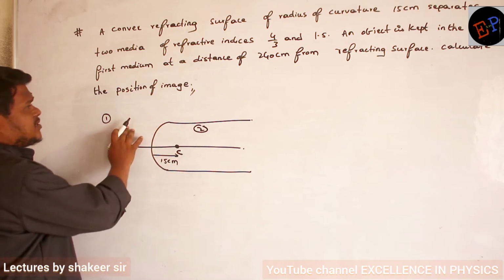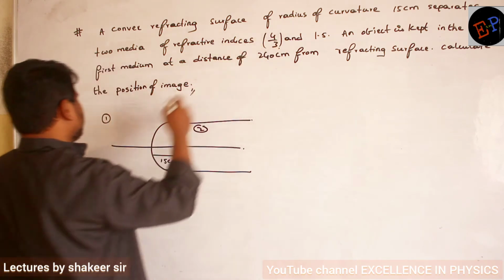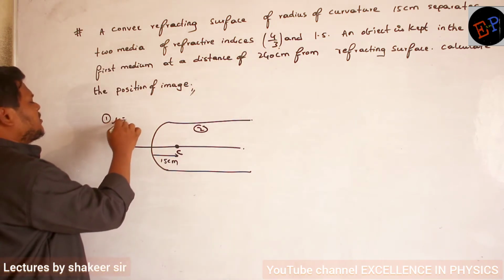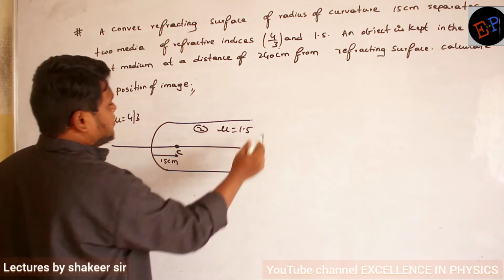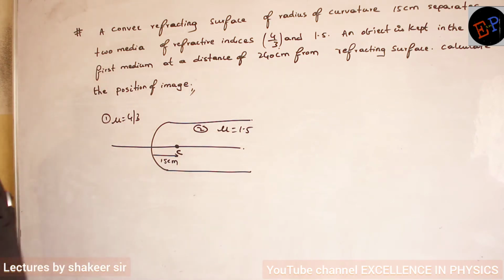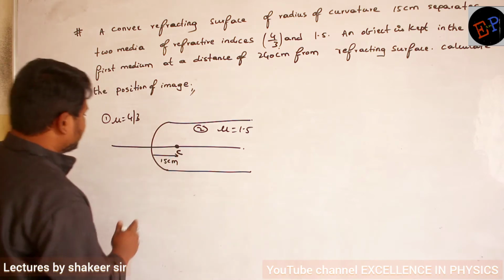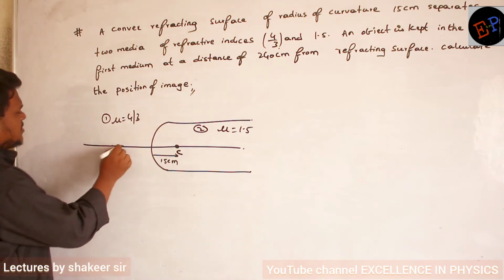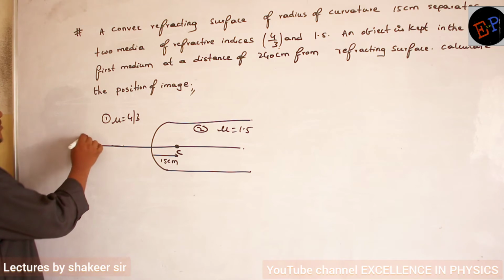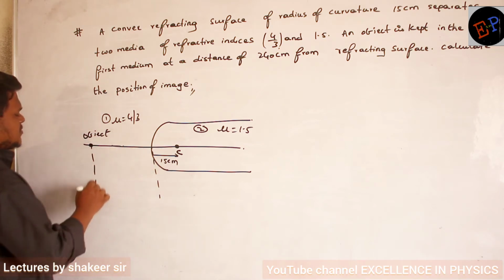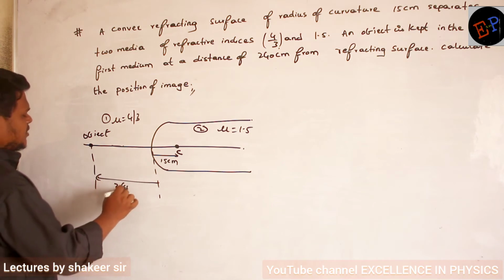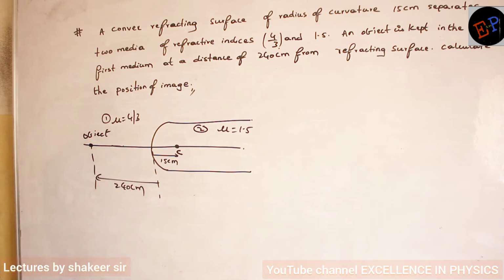What is the refractive index of the first medium? 4/3, so mu value is 4/3. And the mu value of the second is 1.5. An object is kept in the first medium at a distance of 240 centimeter. It means the object is present somewhere here, and the distance from the pole is 240 centimeter. This is the given data.